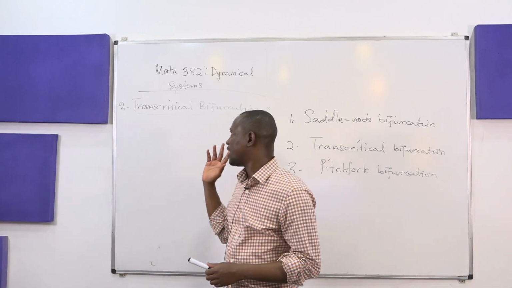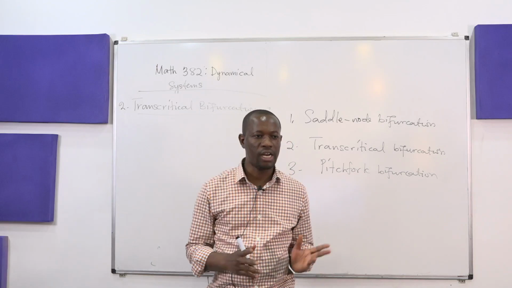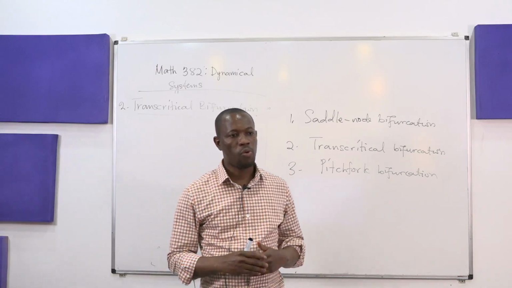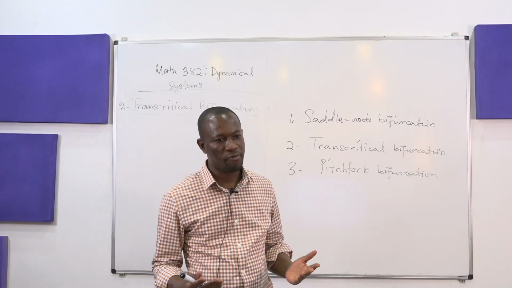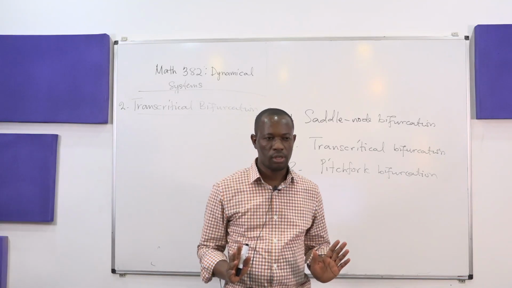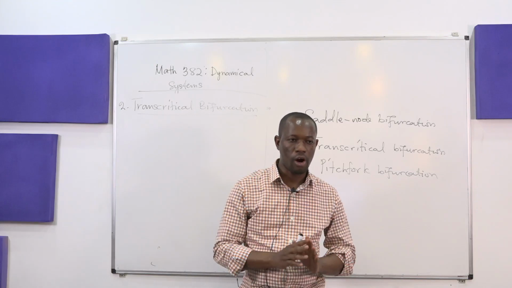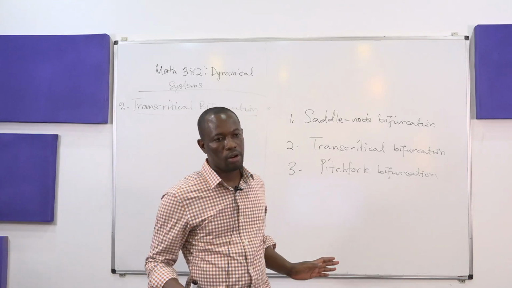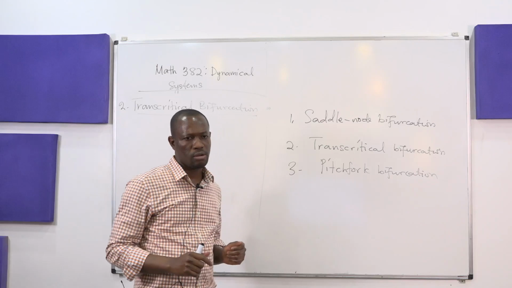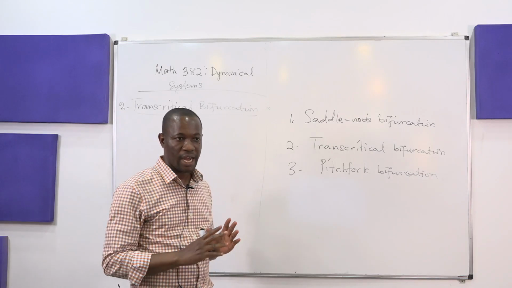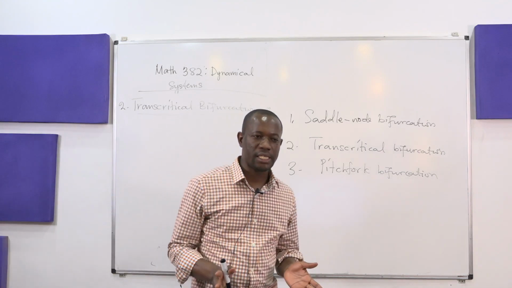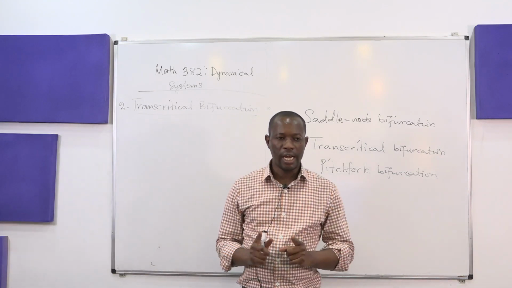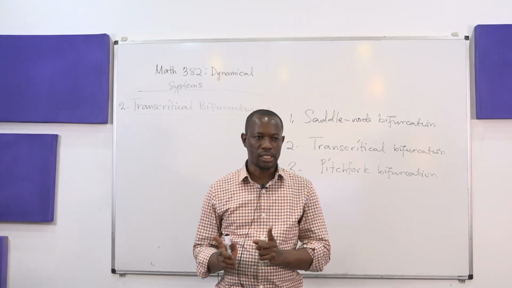Now today we are going to look at the transcritical. For transcritical, unlike a saddle-node bifurcation, where the fixed points are created and also destroyed at the same time, here fixed points are not destroyed. Fixed points are created for all the parameter values. Is that okay? But what happens is that here there is a switch of stability.